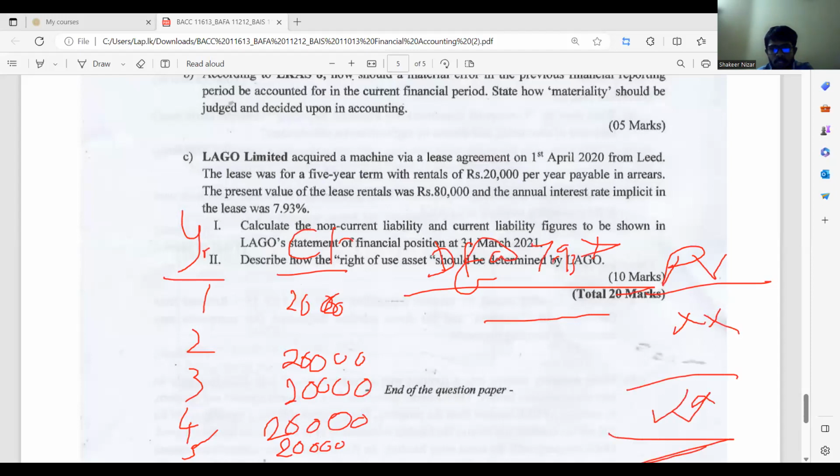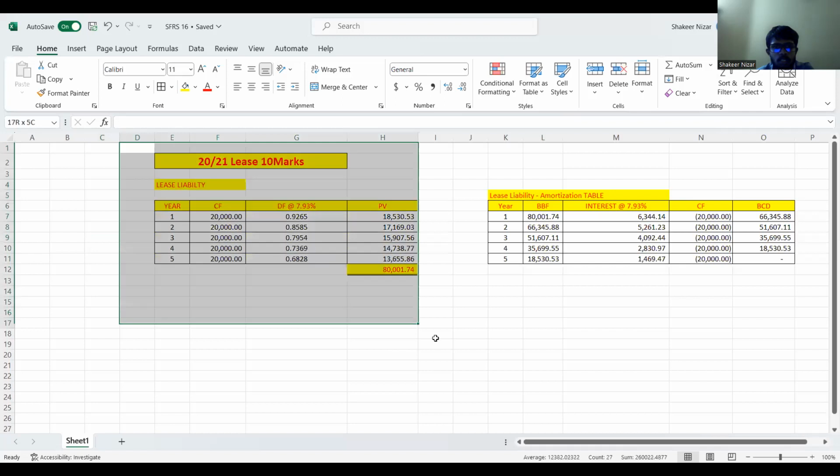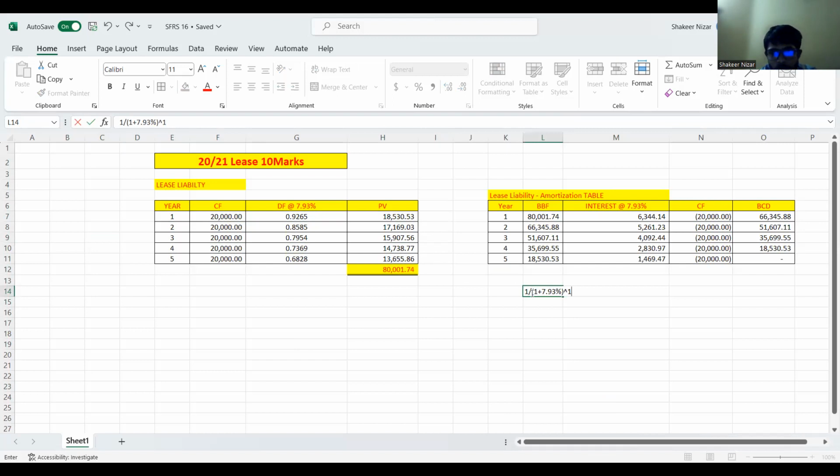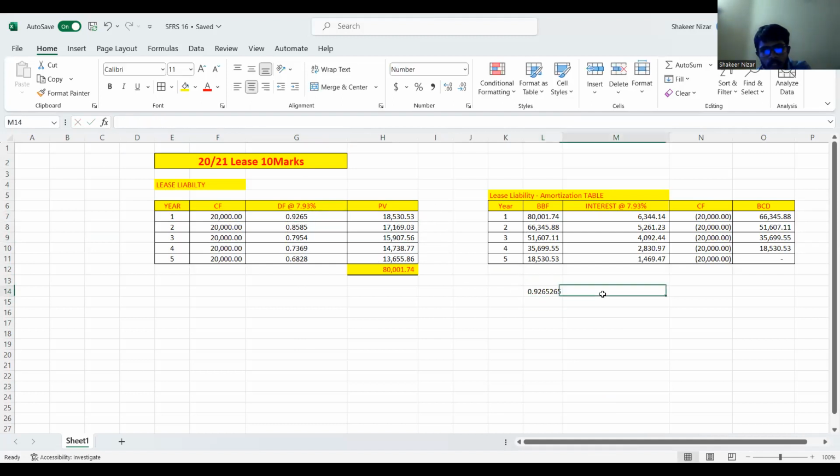I will show you an Excel template for that. Just give me one second. Here you can see how I compute these things. You can see the lease liability for year 1, 20,000. The discount factor is 1 divided by brackets 1 plus R, here 7.93%, to the power 1. I don't know if you know these things or not. You can use the equals sign and get this figure. I rounded off to the last four decimals, and after that you can get this.